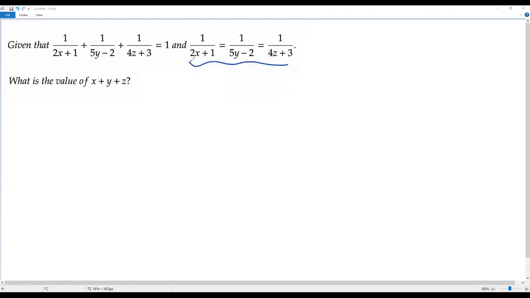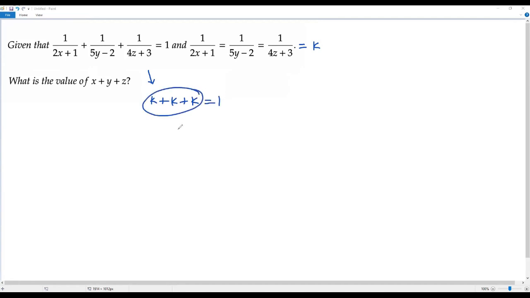Okay, let me consider this. In this problem, all these three expressions are equal. So we can assume all the three expressions are equal to the non-zero constant k. That is, the value of this one is k, this one is k, and this one is also k. Now we can plug in this k for each term in this expression. Then this equation will become k + k + k equals 1.